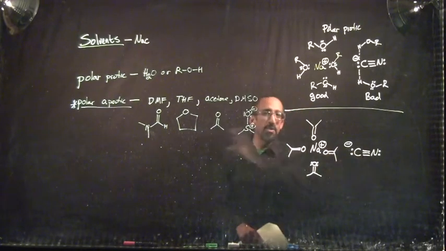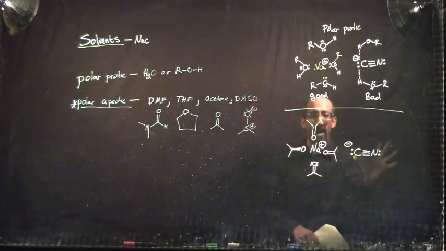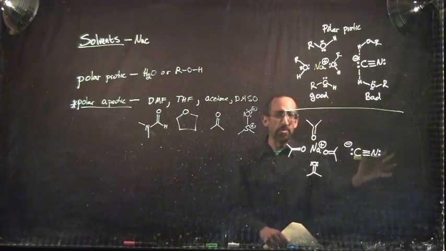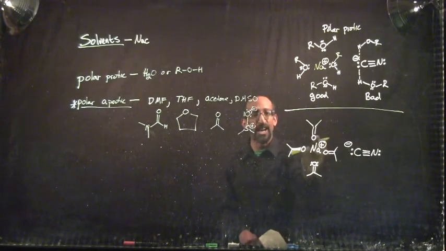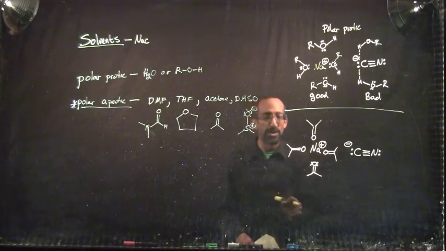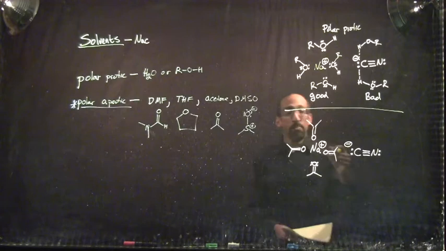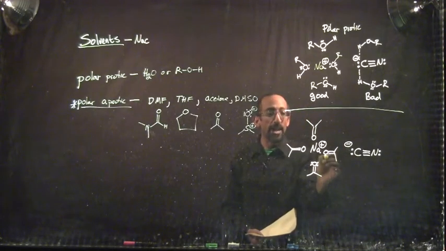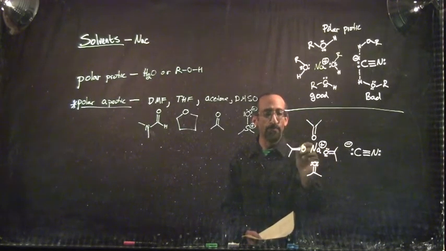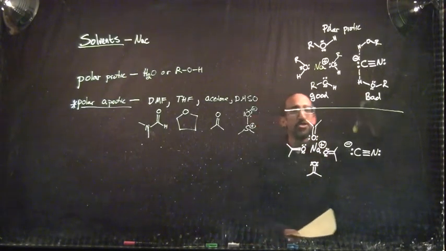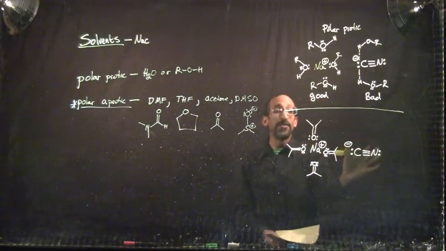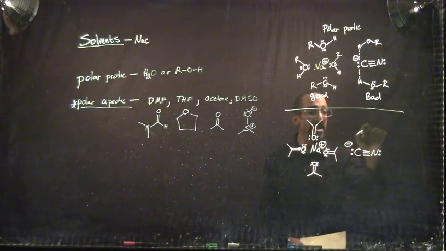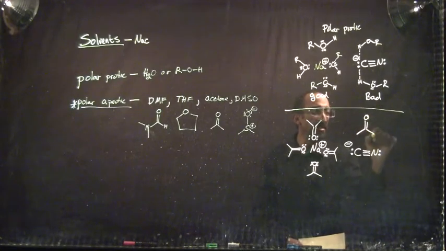So again, I've separated that sodium ion from my nucleophile. My nucleophile is now more exposed and better able to go and find an electrophile. It's not tied up in an ionic bond with that sodium. But because I'm using a polar aprotic solvent, no hydrogen bonds can form between my solvent and my nucleophile. So my nucleophile remains exposed.